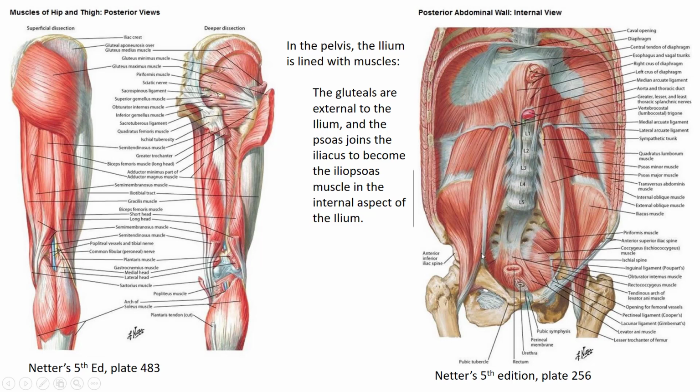Iliopsoas will help you with extending your leg forward or flexing your torso forward. So if you're going to lean over and pick up something off the floor, this muscle will help you do that. And if you were going to lift your legs straight up in the air in front of you, the iliopsoas helps you with that.